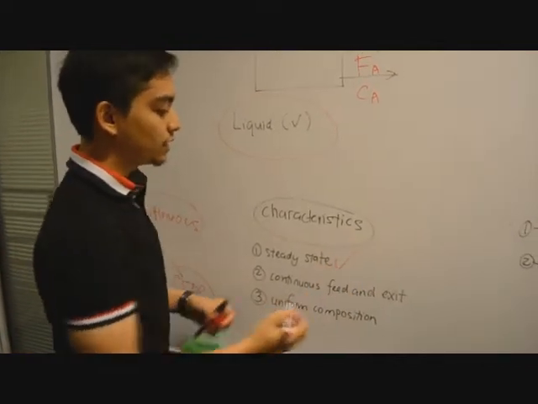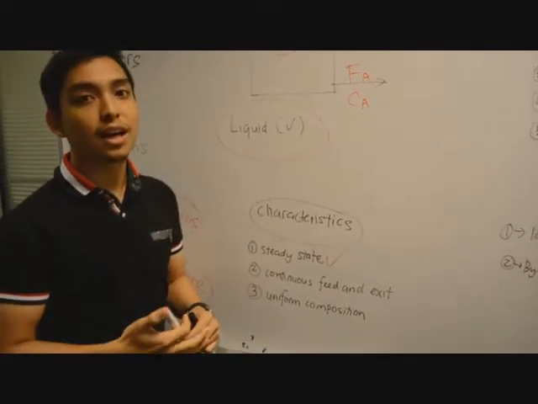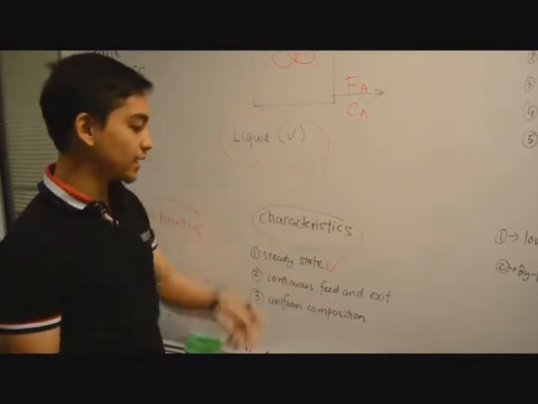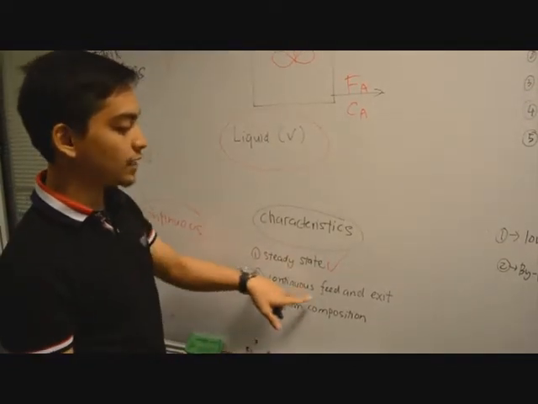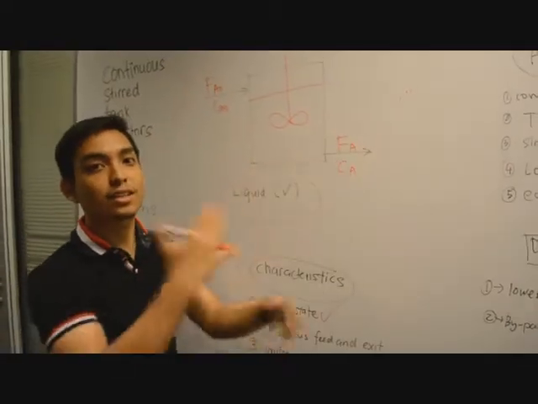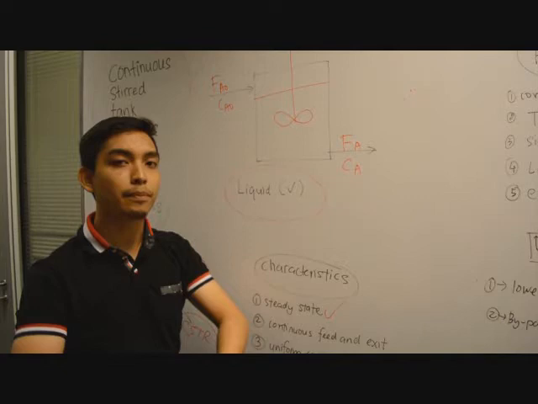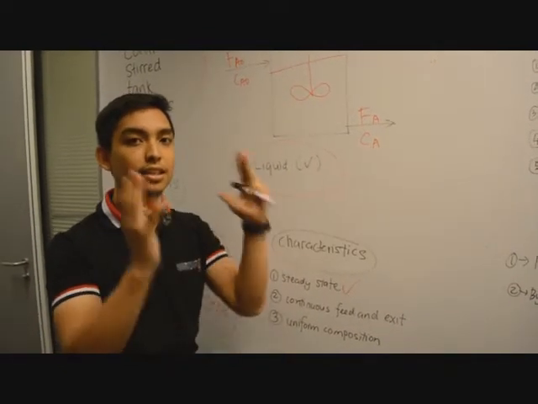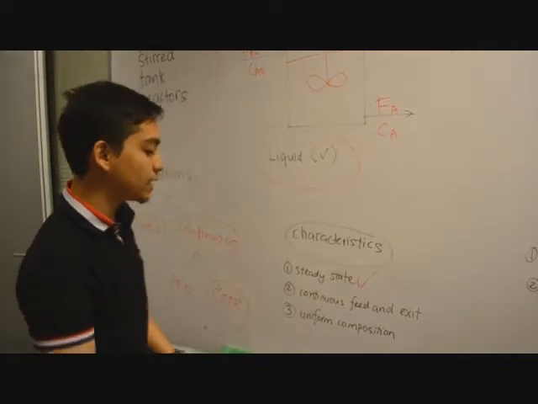First of all, CSTRs are operated in steady-state condition, meaning that there is no accumulation in the tank. Second of all, we have a continuous feed and exit, meaning that the flow in and also out of the tank is always going on, as compared to a batch reactor where there's no feed and there's no exit. Only reaction happens there in a single tank. And third of all is a uniform reaction.